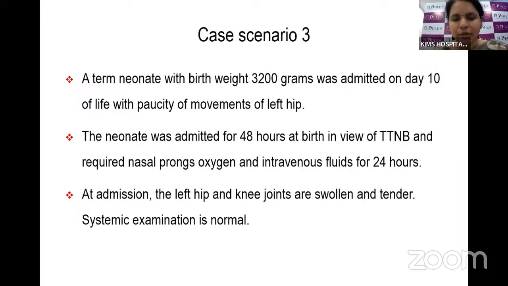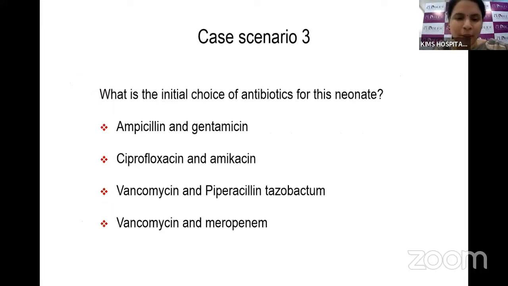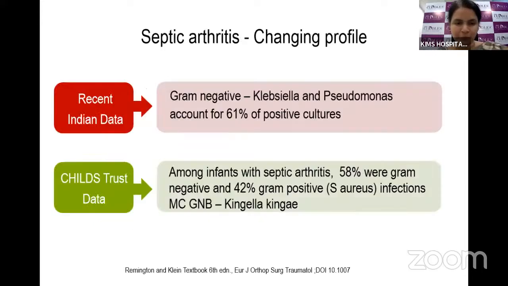So at admission, the left hip as well as knee joints are swollen and tender. Systemic examination is otherwise normal. So the first possibility that comes to our mind is possible septic arthritis. This could have been because of a seeding of bacteria which may have followed bacteremia that occurred during the first admission. So how are we going to decide the empirical first choice of antibiotics for this neonate? Would we choose ampicillin, gentamicin, ciprofloxacin, amikacin, vancomycin, piperacillin tazobactam, or vancomycin, meropenem?